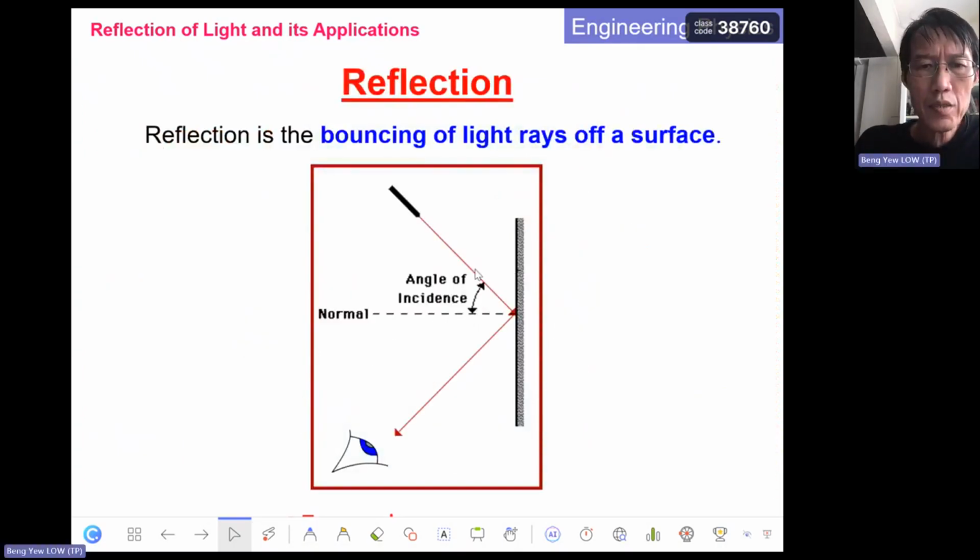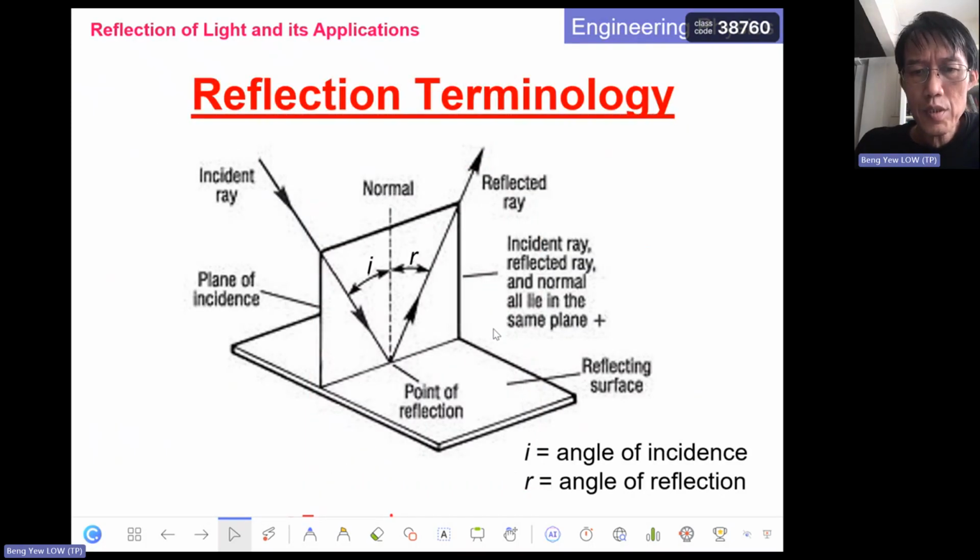In this example, there are two media. The first medium is air, and the second medium is a wall. As light is incident on the wall, some of the light bounces back into the first medium, which is air. We call this reflection. Now let us turn our attention to some terminologies used in reflection.